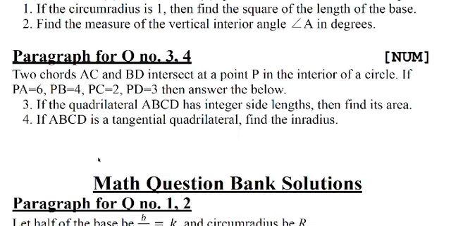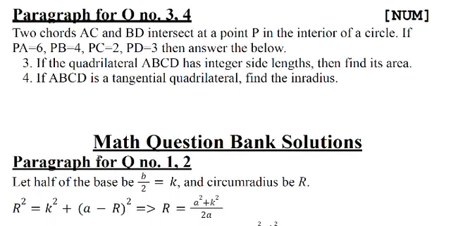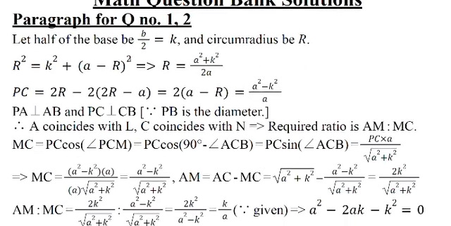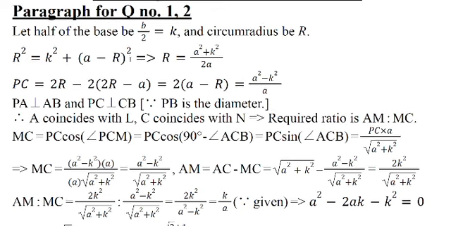And then we'll move on to the solutions first, and then we'll go back to the second set of questions. So we're going to assume half the base to be the variable k, and the circumradius is capital R, which is pretty often used to denote the circumradius. So then we have R squared is equal to k squared plus (a minus R) whole squared.